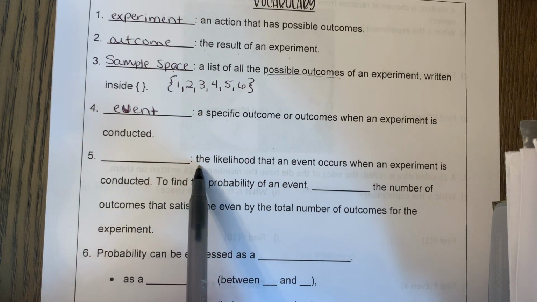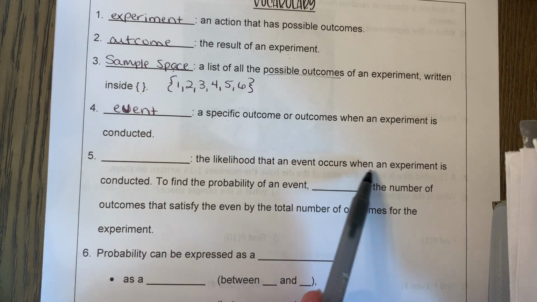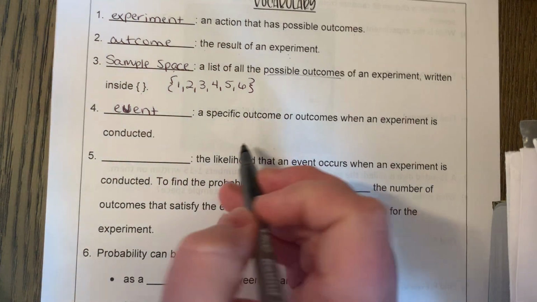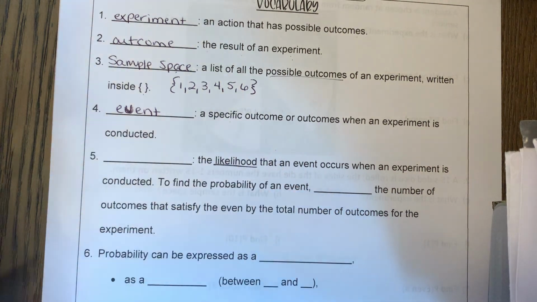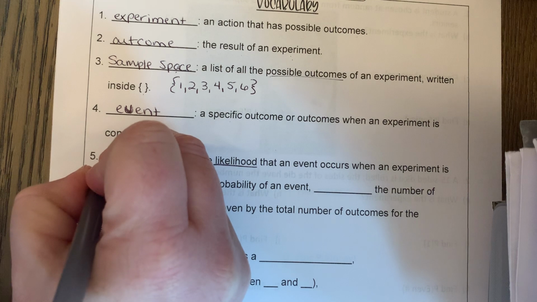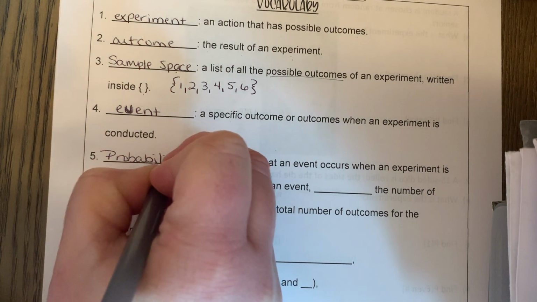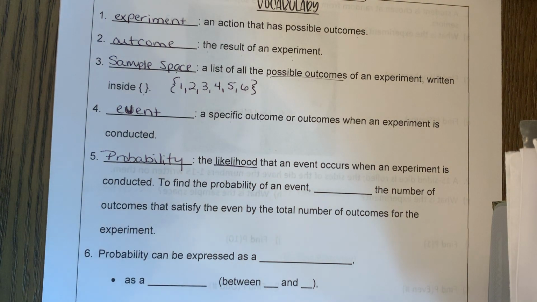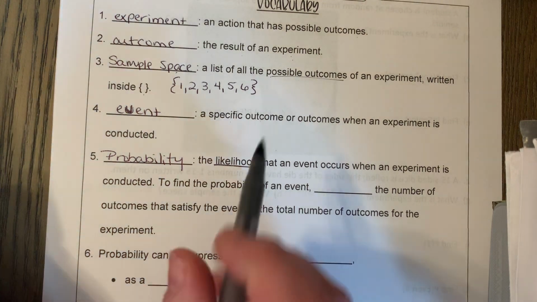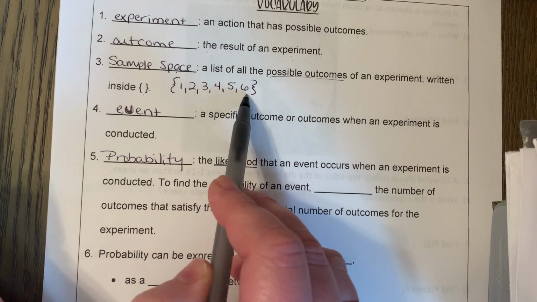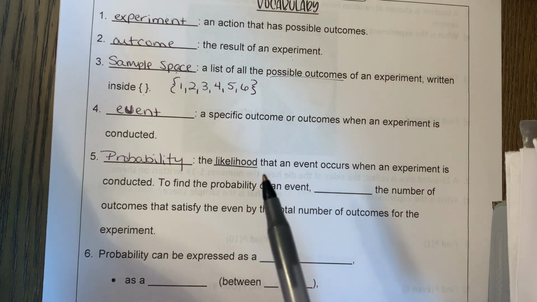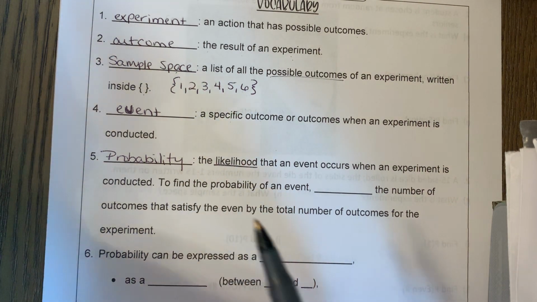Blank is the likelihood that an event occurs when an experiment is conducted. So the likelihood, what is the percentage, or how often do you think it's going to happen? This is called the probability. The probability gives us a number that represents how possible it is that it's going to happen. So what is the probability that we roll a 6? Well, there's only one 6 out of 6 outcomes. So the probability of it occurring is 1 out of 6 times because there's only one 6.